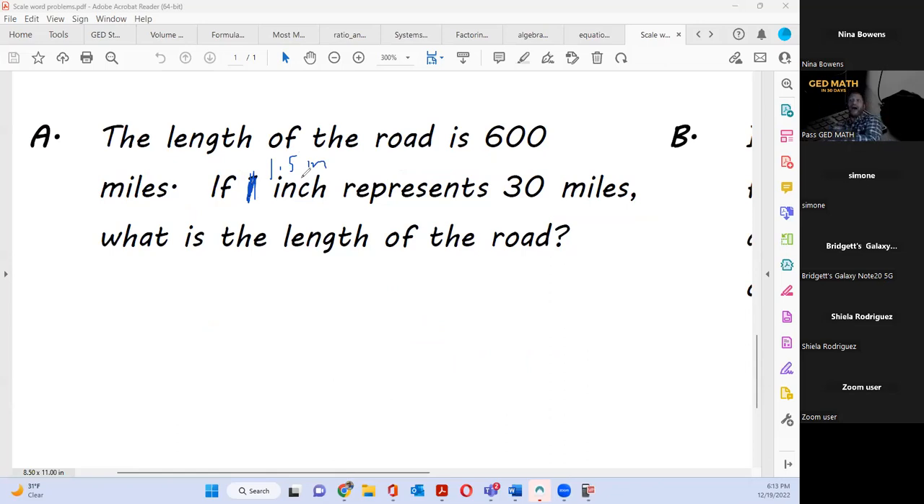If 1.5 inches represents 30 miles, what is the length of the road? Again, it's the same way. I set up the same proportion: 30 miles for every 1.5 inches is equal to 600 miles over an unknown, or x. So again, we have to multiply both top and bottom by 20.